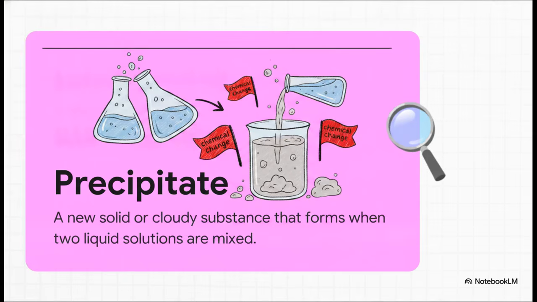Let's quickly unpack that heaviest piece of scientific jargon on our list so we know exactly what we're looking at. What on earth is a precipitate? Well, simply put, a precipitate is a new solid or cloudy substance that suddenly forms when 2 completely clear liquid solutions are mixed together. Imagine pouring 2 clear liquids into a glass, and literally instantly the mixture turns cloudy and a solid powder sinks right to the bottom. That brand new solid is your precipitate, and it is a massive, waving red flag that a chemical change just took place.